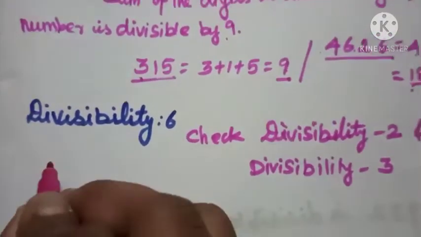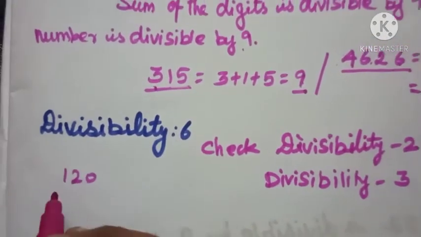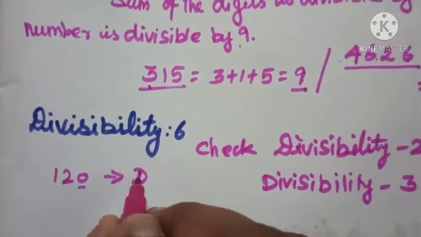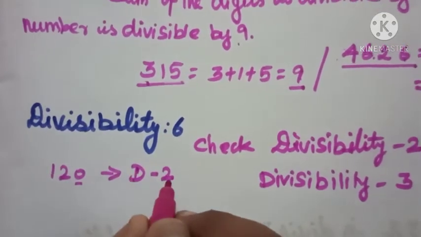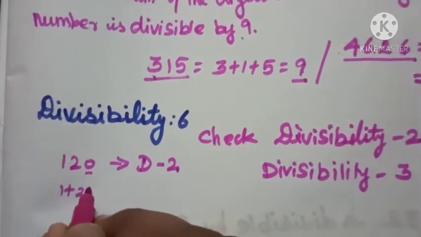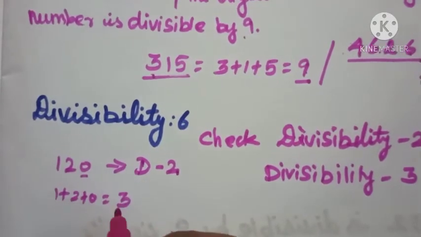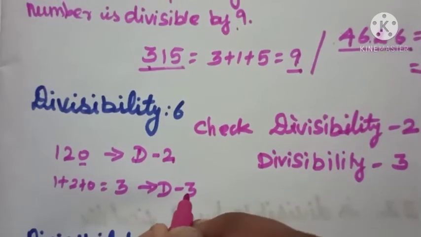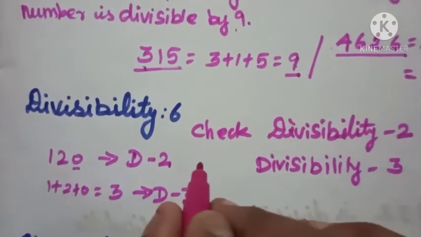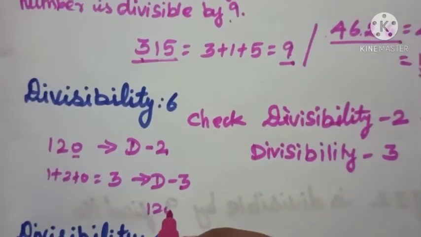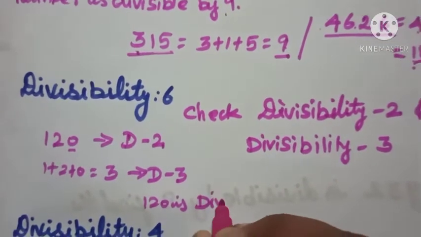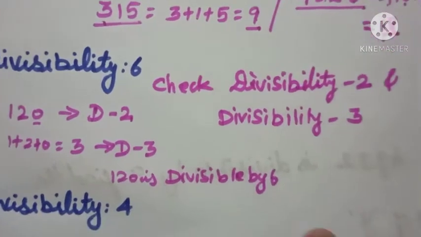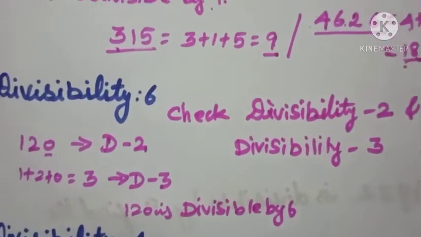For example, 120. A number ends with 0, so it satisfies divisibility 2. So 1 plus 2 plus 0 is equal to 3. So 3 is divisible by 3. It satisfies divisibility 3. So it satisfies both divisibility rule 2 and 3. So 120 is divisible by 6. Okay, and another example I have to take.